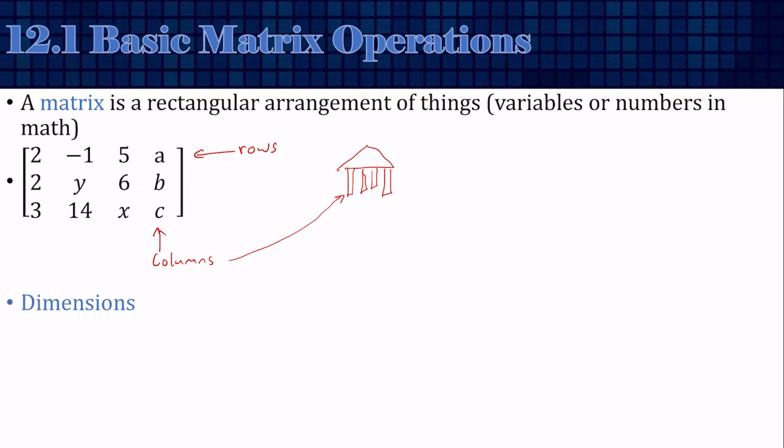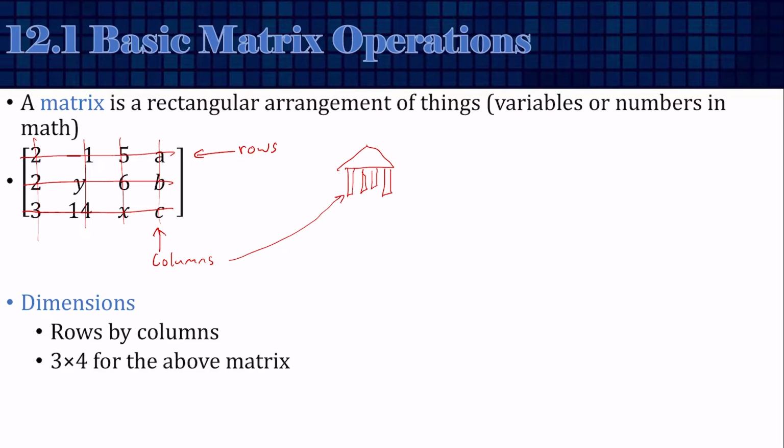The dimensions of the matrix is the number of rows by columns. So how many rows do we have? We have 1, 2, 3 rows by 1, 2, 3, 4 columns. So this is a 3 by 4 matrix.